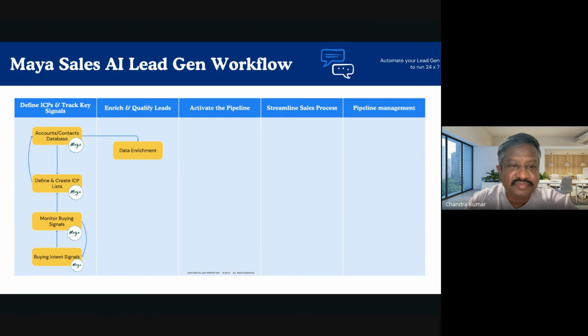So you have this data enrichment happening at both the ICP list level as well as on your accounts and contacts database level. Next step is, of course, you got a set of ICPs, you got their mobile phone numbers and emails. But again, are we sure that the emails work? Probably somebody has quit a company and the email just bounces.